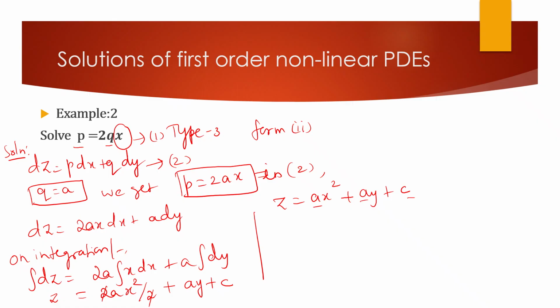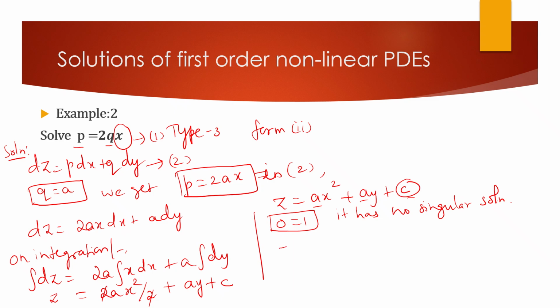This is our complete solution, since it involves only two arbitrary constants a and c. When you differentiate this partially with respect to the arbitrary constant, first with respect to c, we get 0 is equal to 1, which is absurd, which means it has no singular solution. And the general solution is obtained by taking c as function of a.